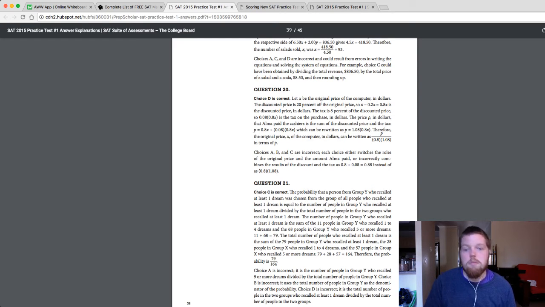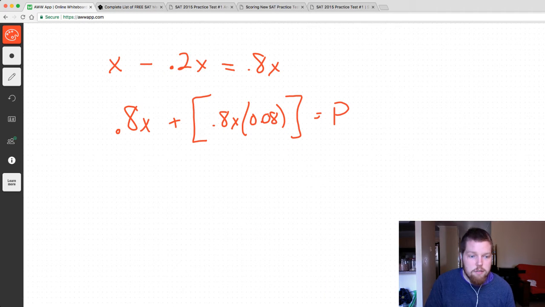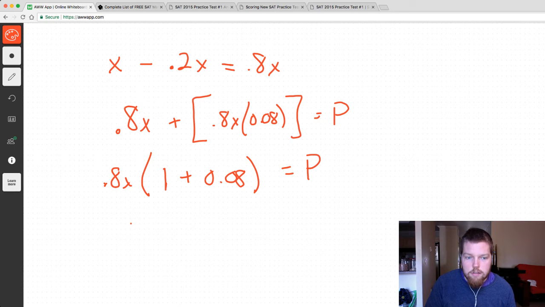Right, but they're going to get to the same thing I had before, because they can go from this here, 0.8x plus 0.08 times 0.8x, and they pull a 0.8x out of both of these terms. They factor it out. So I pulled 0.8x out of this, so I'll be left with 1, plus I pulled a 0.8x out of this, so I'll just be left with 0.08, and then they combine these terms to get 0.8x times 1.08 equals P.